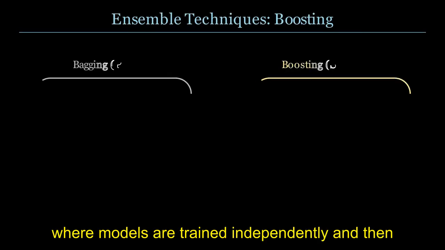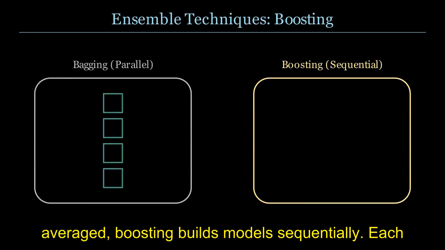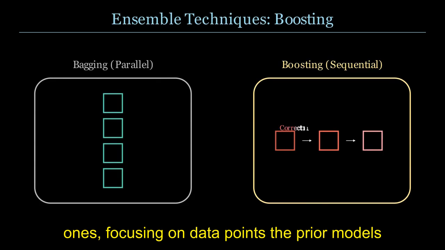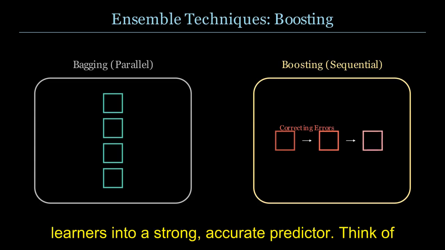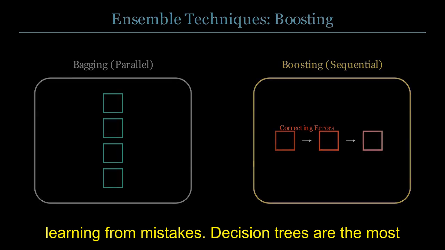Among ensemble techniques, boosting stands out. Unlike bagging, where models are trained independently and then averaged, boosting builds models sequentially. Each new model tries to correct errors made by previous ones, focusing on data points the prior models struggled with. It gradually transforms weak learners into a strong, accurate predictor. Think of it like a team iteratively improving solutions by learning from mistakes.